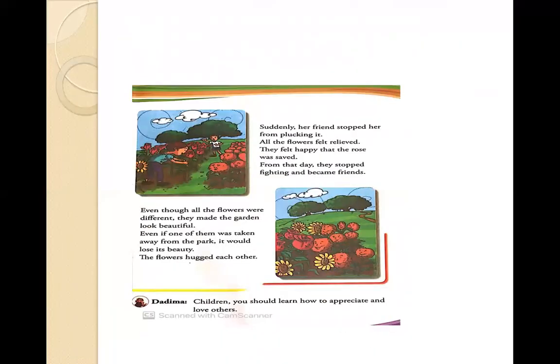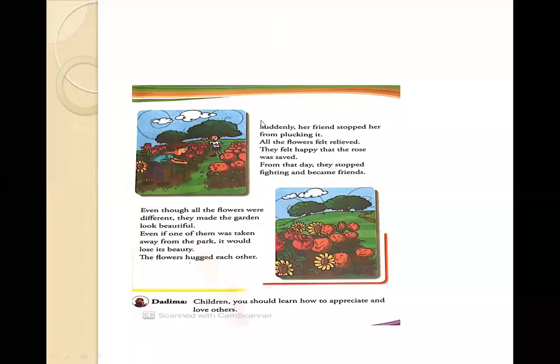Then what happened? Suddenly her friend stopped her from plucking. All the flowers felt relieved. They felt happy that the rose was saved. When the girl was ready to pluck the flower, her friend stopped her, and the flowers felt relieved, means they felt happy. From that day, they stopped fighting each other and became good friends.